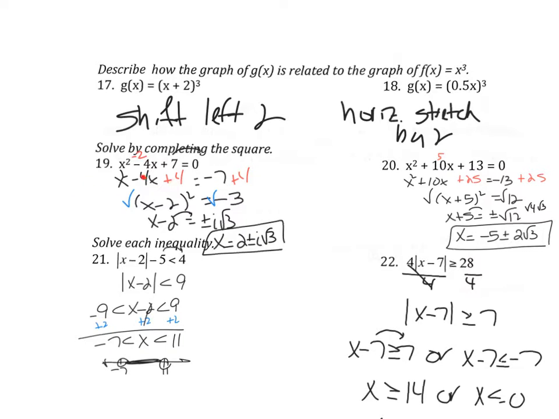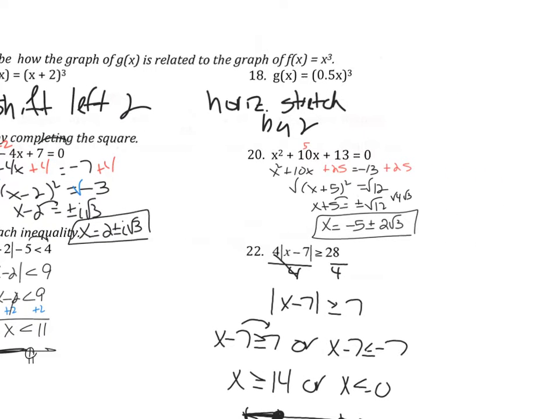Number 19, complete the square. Remember, half the middle, square, add to both sides. Half the middle, square, add to both sides. I took half of 4, which was 2, squared it, added it to both sides, added over here, wrote the parentheses over here, the half goes inside. I took the square root, moved the 2 over, don't forget to take the i out, done.